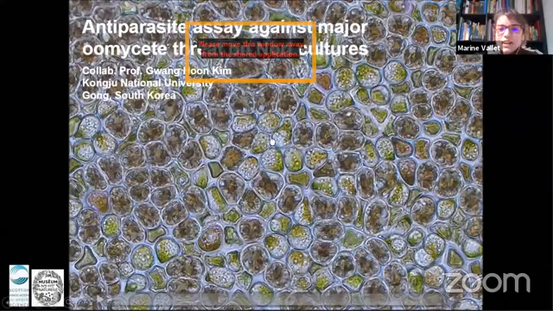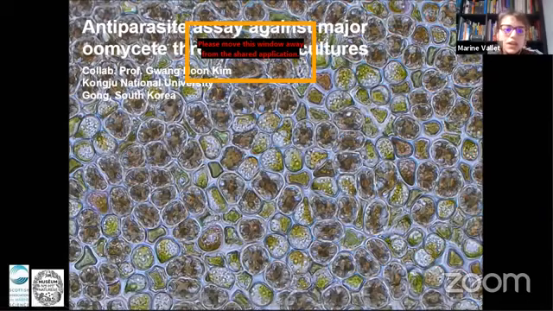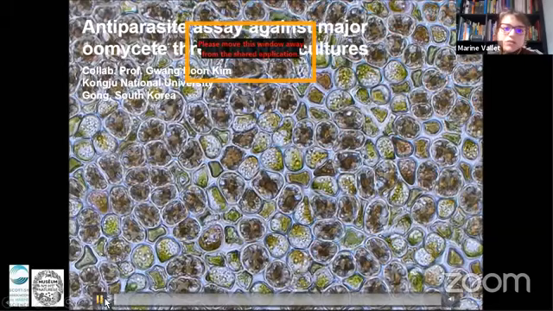But what you're seeing are actually infected cells. So the brown cells are the healthy cells, but all the cells with this greenish color here are infected cells. And what I want to show you is that we add the compounds that were purified and isolated to this culture of Nori. So this is Piropia. This is actually a red algae, not a brown one. It killed actually the parasite.